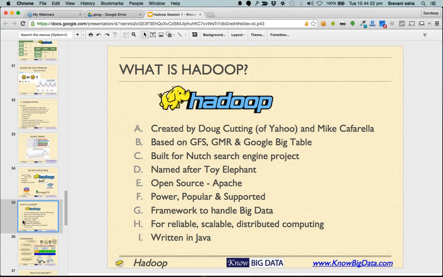So they could not store huge data using their existing tools at the same time, so they were stuck. And at the same time, Google came around and published three papers by Sanjay Ghemawat and Jeff Dean, and one more researcher. Based on these three papers, the whole Hadoop was created. It was named after the toy elephant with which Doug Cutting's kid was playing, and it was open sourced under the Apache license.